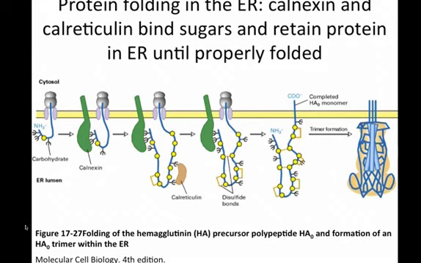And then this example is showing the folding of hemagglutinin precursor. Who knows what hemagglutinin is? HA. Someone must know. Hemagglutinin. Who had the flu shot? Well, so your bodies all know. No? Are you a flu shot hater?